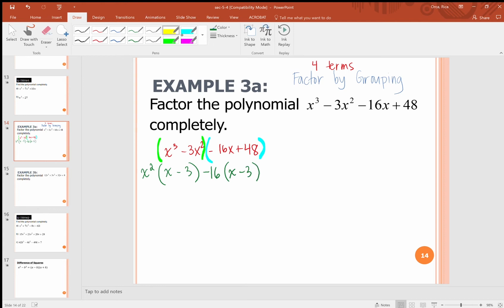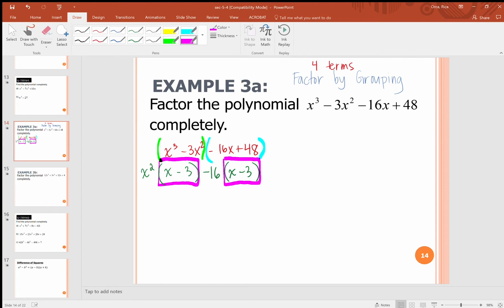When you're factoring by grouping, another goal is to get the same binomials. Notice how we have x minus 3 and x minus 3. Because these binomials are the same, that means that we're on the right path. If these binomials were different, then there's 2 cases. We either did something wrong or the polynomial's not factorable. But because these are the same, that means that we're doing our work correctly.